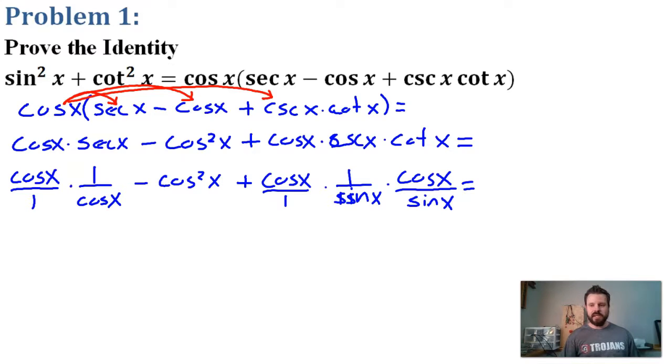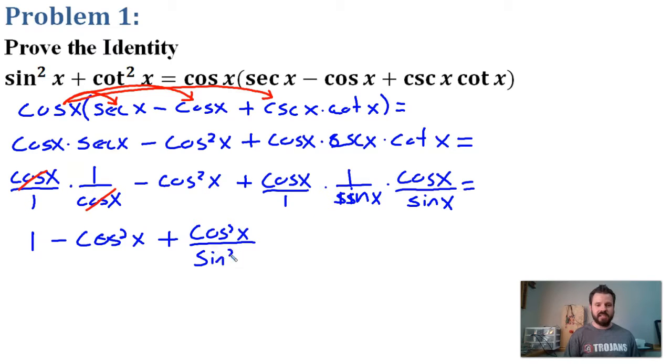Okay, what can I do with this? Well, like we said in the first fraction, we can reduce. Cosine over cosine is just a 1. So we'll say 1 minus cosine squared. All right, plus with this last fraction, we can't cancel, but we can multiply across the top. Cosine times cosine will give me a cosine squared. And sine times sine will give me a sine squared on the bottom.